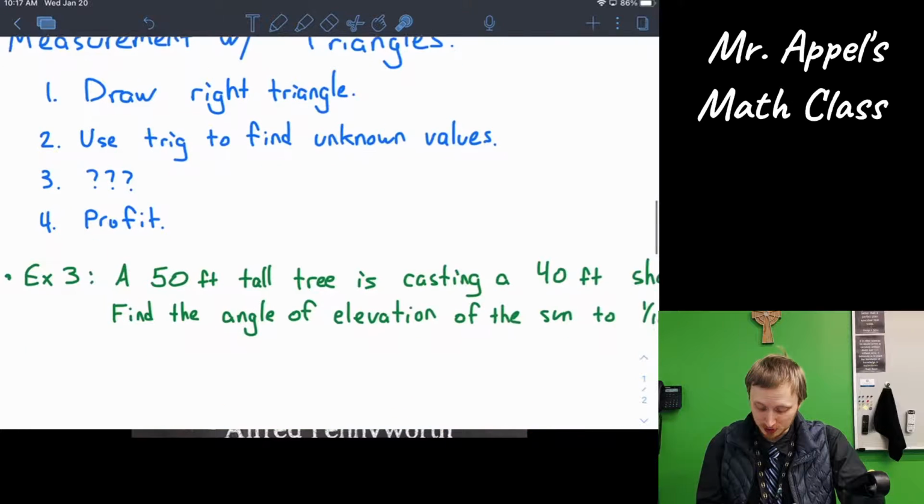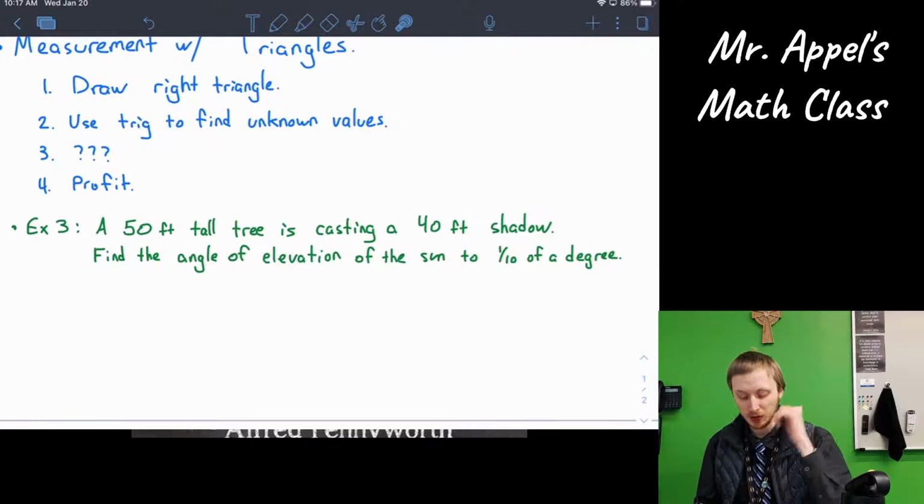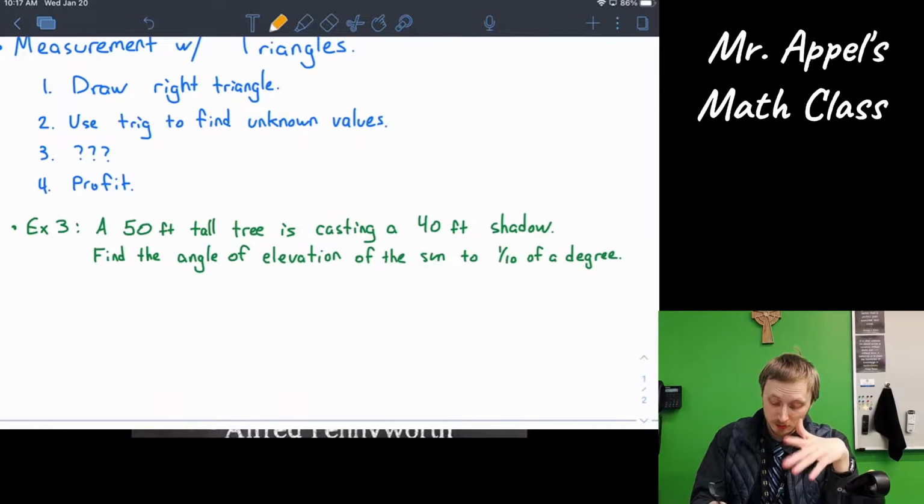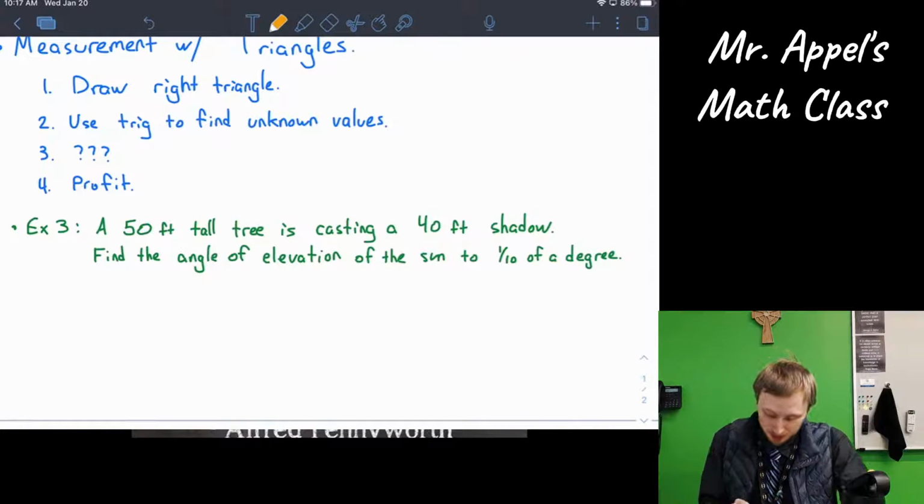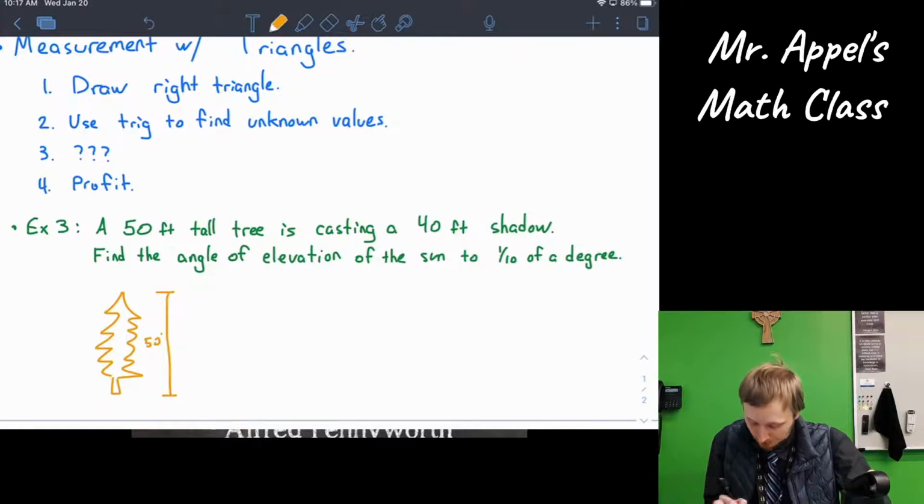Easy peasy. So, here we go. Here's a quick example for you. A 50-foot tall tree. We already know. We asked the arborist around there, and he told us that this tree, yes, it's orange, is 50 feet. Okay. It's currently casting a 40-foot shadow.